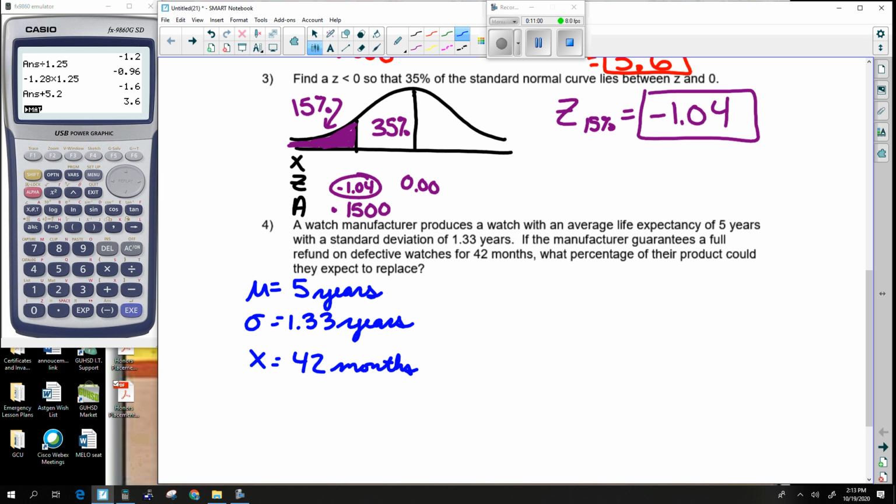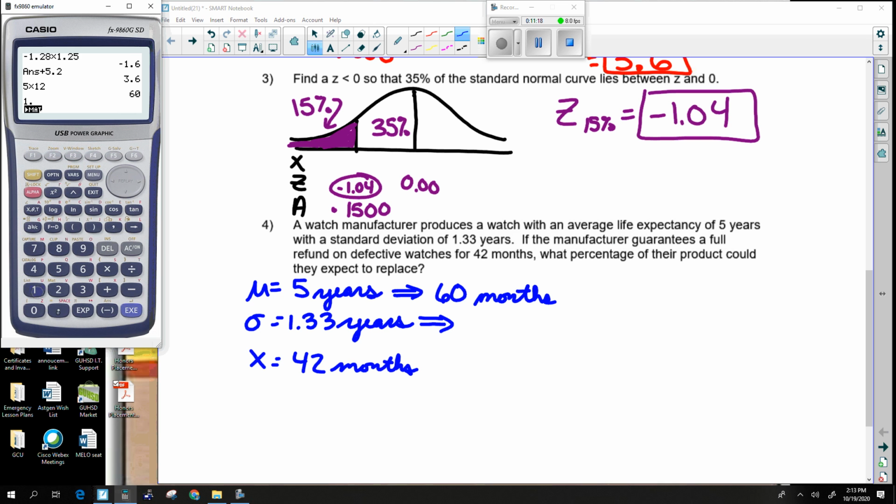That's an area question. All right, so the easiest way to do that is to turn the bigger thing into the smaller thing. So turn years into months. So 5 years is the same thing as saying 60 months. 12 months in a year, kind of idea. 1.33 years is 15.96 months.